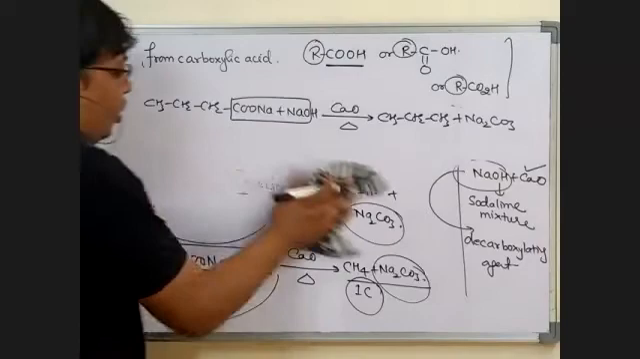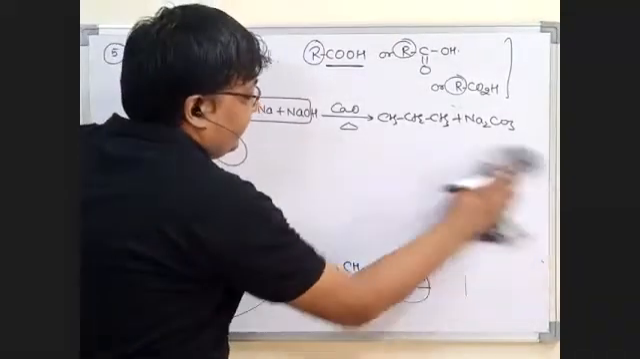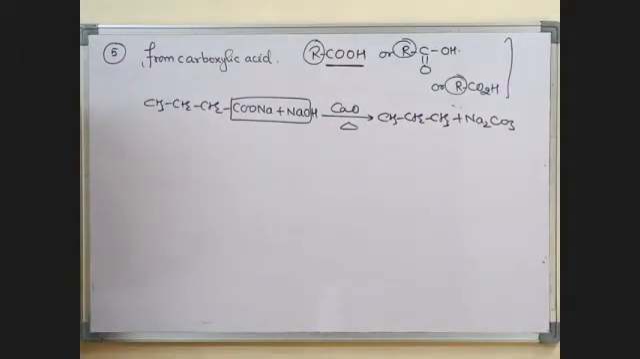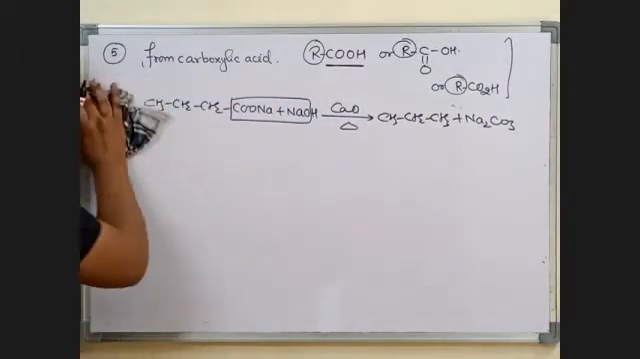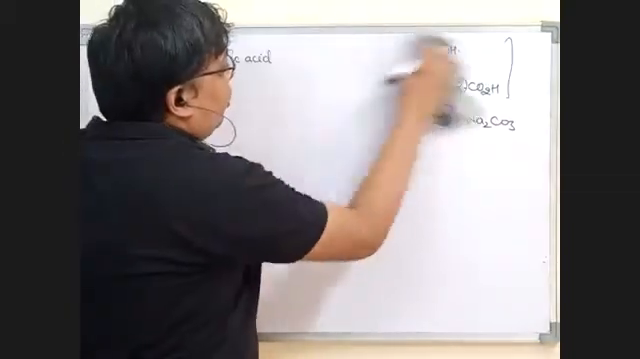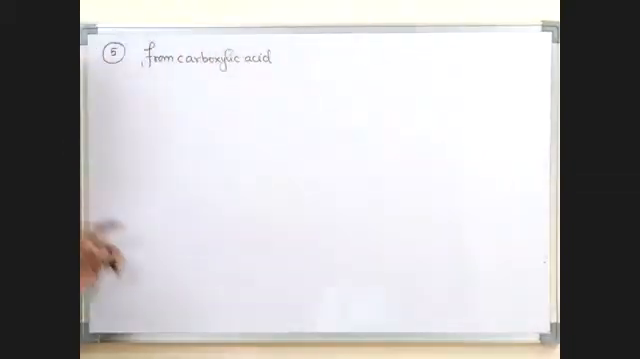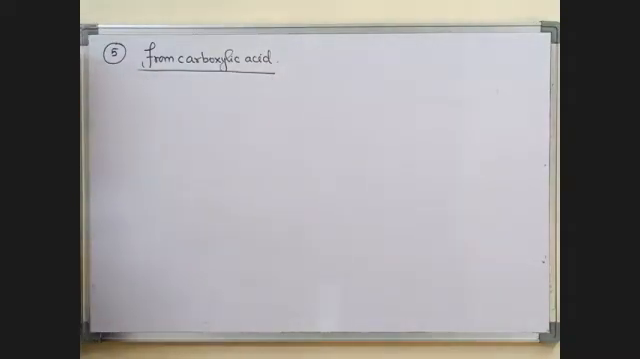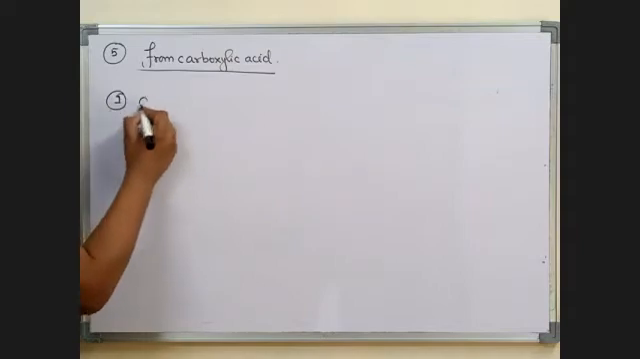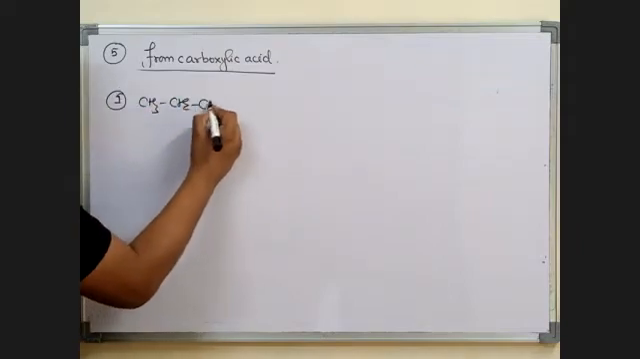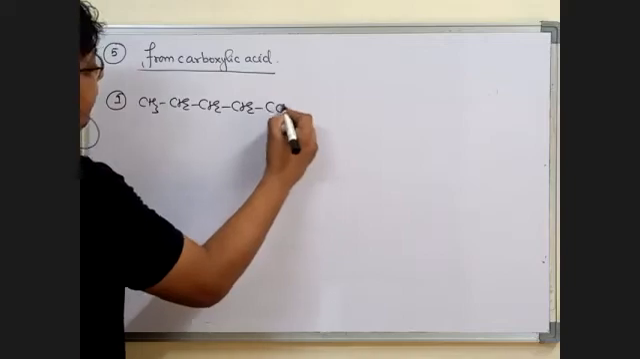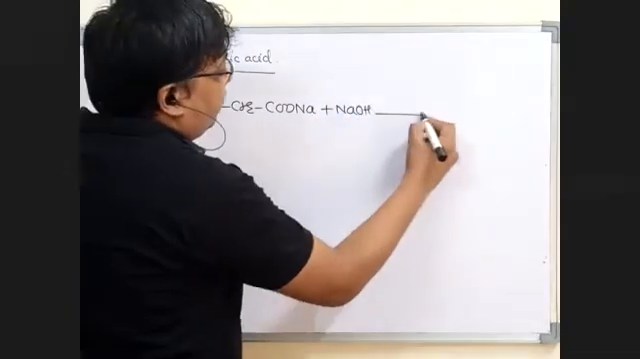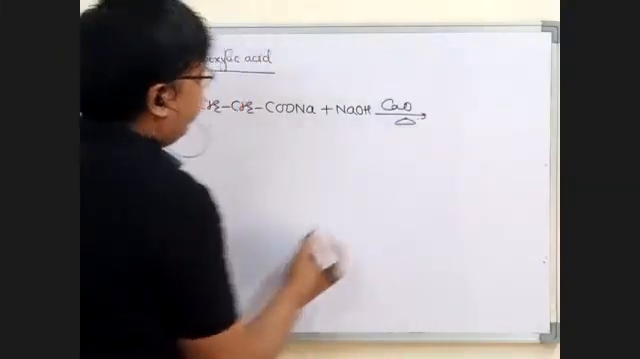Now, students, open your notebook. Reaction number 5, formation of alkane from carboxylic acid, which you mentioned in the notebook. I will give you 3-4 reactions. Suppose I give you CH3CH2CH2CH2COONa, which reacts with a mixture of NaOH and CaO on heating.